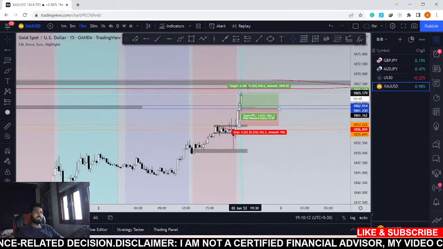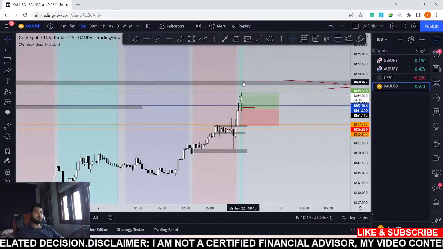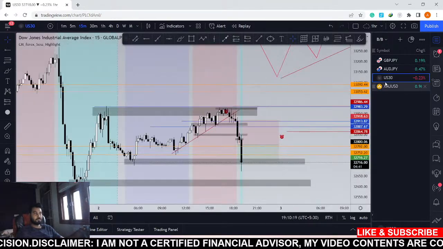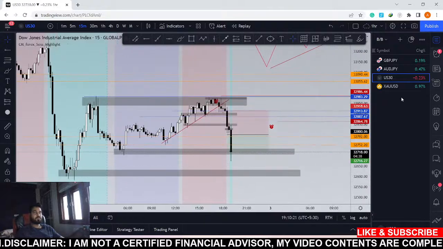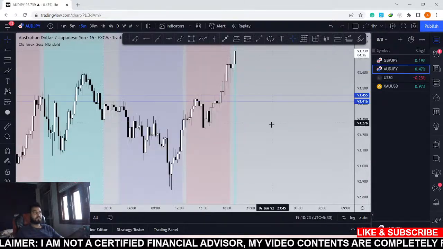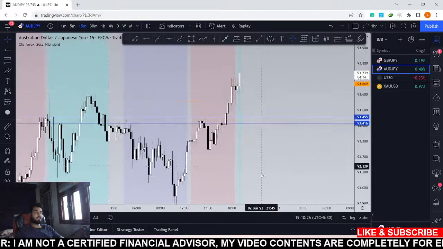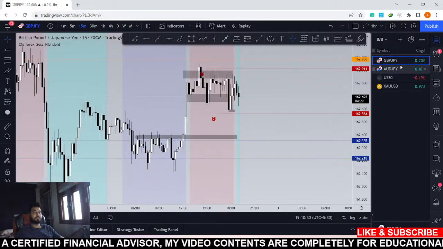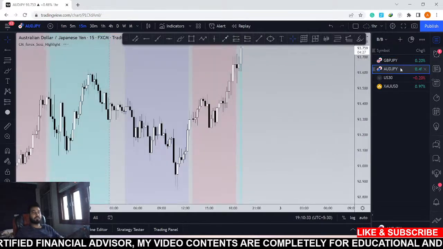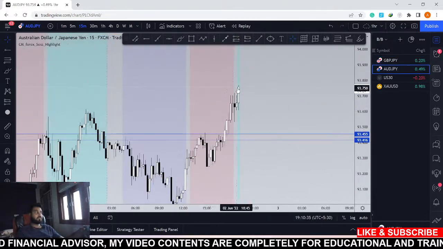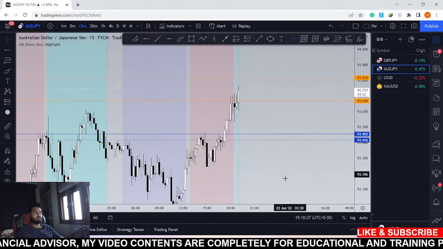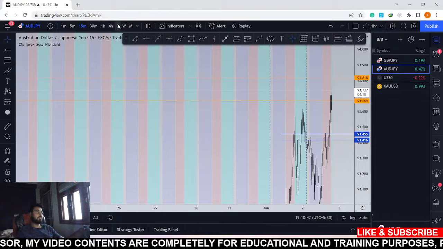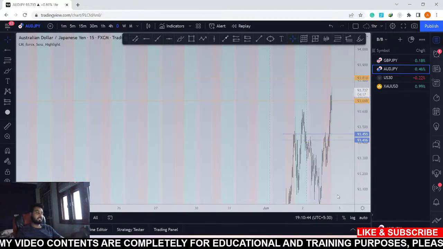Gold is making it smooth to this zone. See, AJ gave us a breakout, 5 minutes for the 15-minute candle plus 4 minutes. We check the zone for AJ.